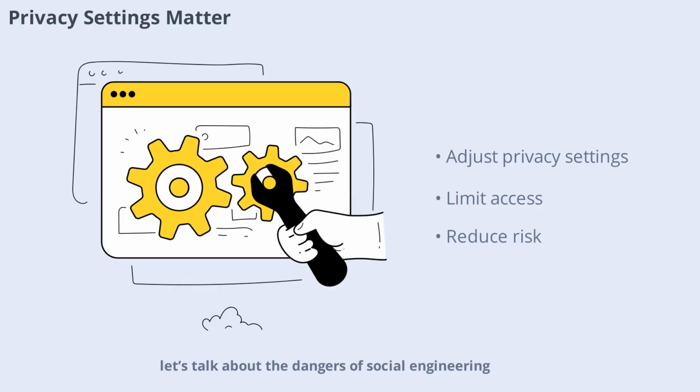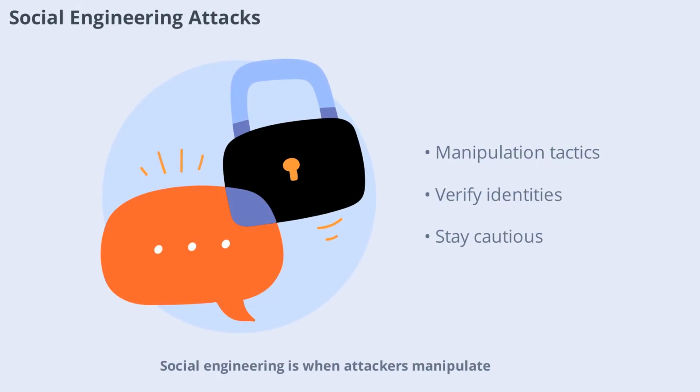Next, let's talk about the dangers of social engineering. Social engineering is when attackers manipulate people into giving up confidential information. This can happen through phone calls, emails, or even social media messages. The attacker might pretend to be someone you trust, like a coworker or bank representative. Always verify the identity of anyone asking for sensitive information.